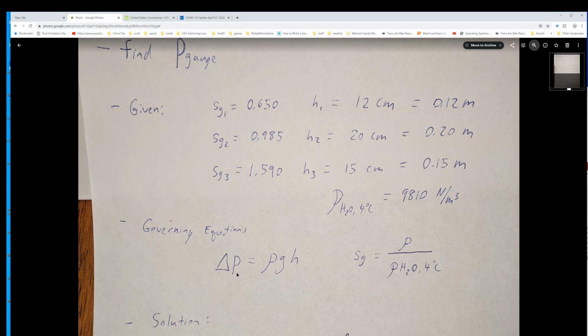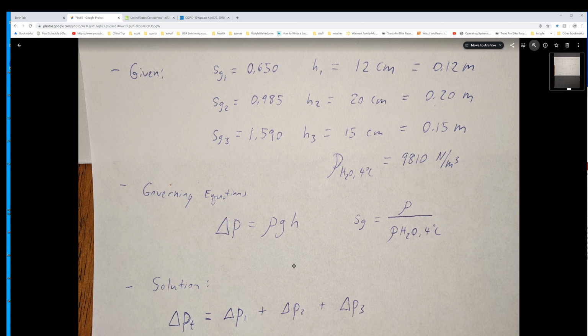We have our general equation for change in pressure, which is just density times gravity times height of the fluid. And we also have here specific gravity, which is the density of the particular fluid or liquid that we're looking at, divided by the density of water at 4 degrees C. So it's just strictly a ratio.